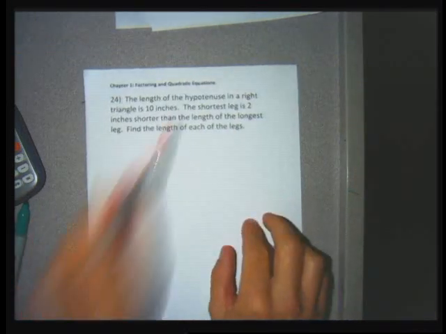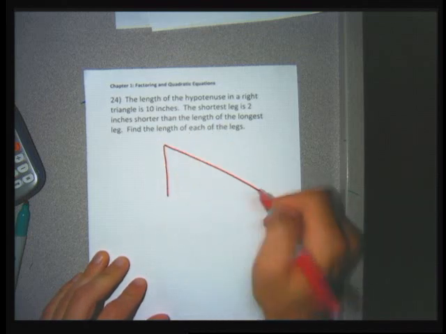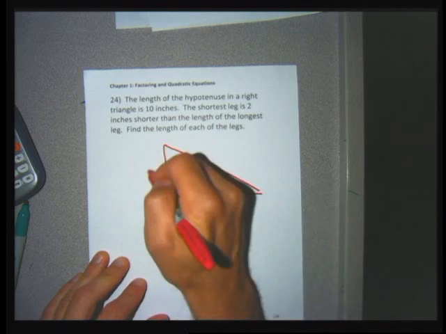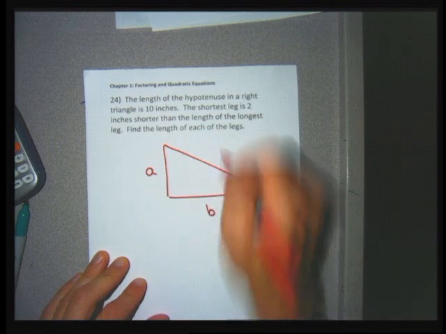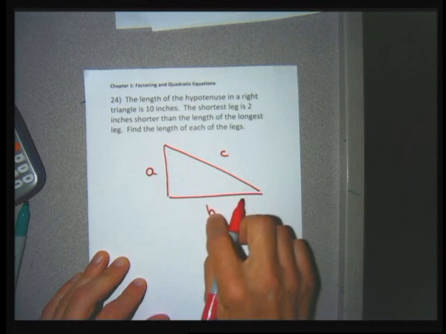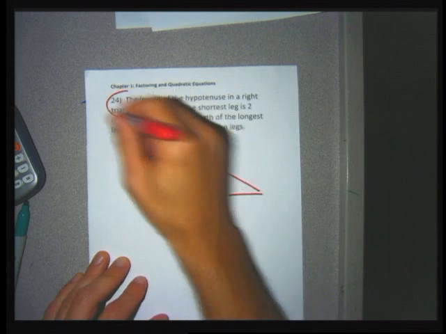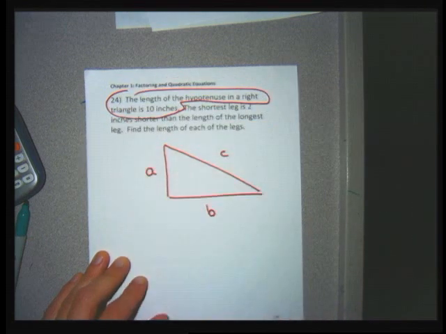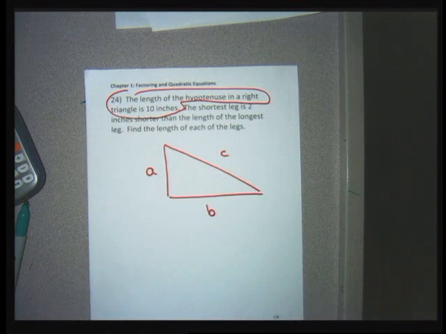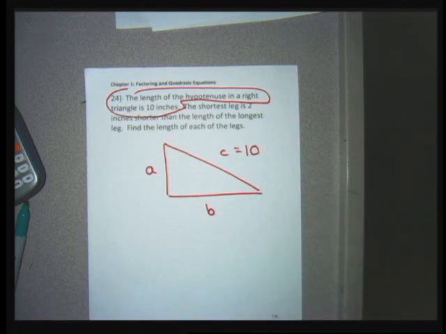So hypotenuse right triangle, I'm drawing my picture. Again, this picture is going to get me through every word problem that we do. So this is my A, which is my short leg, B is my long leg, C is the hypotenuse. And in this one, it's a little bit different. The first sentence actually tells me the length of the hypotenuse. It says the length of the hypotenuse is 10 inches. Not 10 inches more than anything, just flat out 10 inches. So my C is going to be 10. Done with the first sentence.